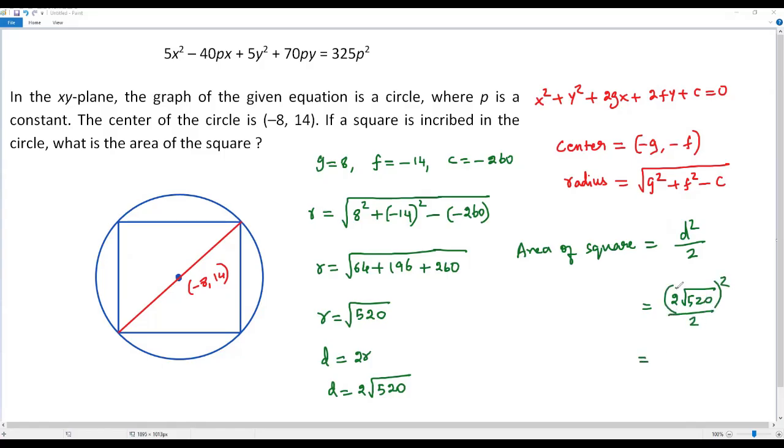Here two values are multiplied and there is a common exponent. Now we can take this exponent separately for each value and multiply the results. When I take this exponent 2 for this 2, I am getting 4. And when I take this exponent 2 for the square root, the square root and square will cancel out, and I am getting 520. In the denominator, we have 2. Here 2 goes into 2 one time and 2 goes into 4 two times. Okay, here 2 times 520 is 1040. Therefore, the area of the square is 1040 square units.